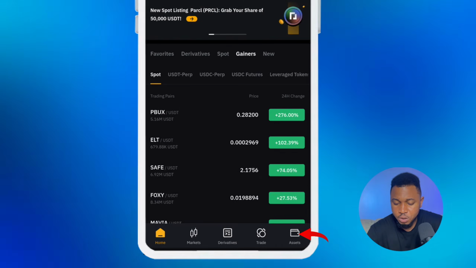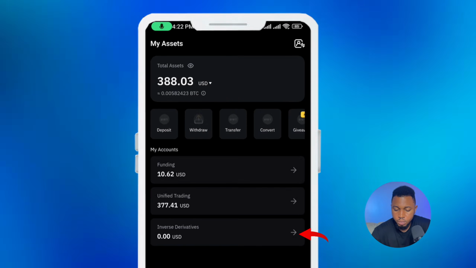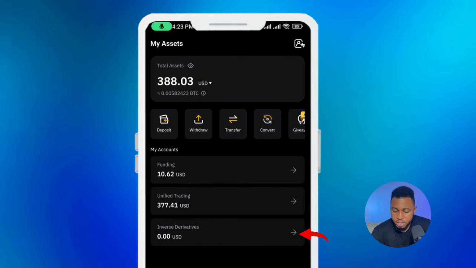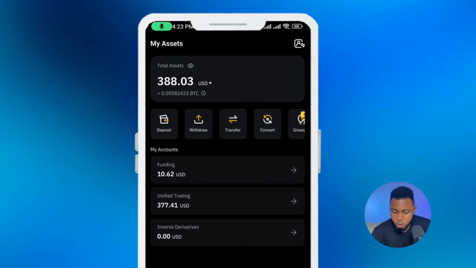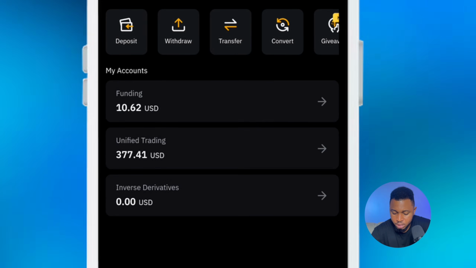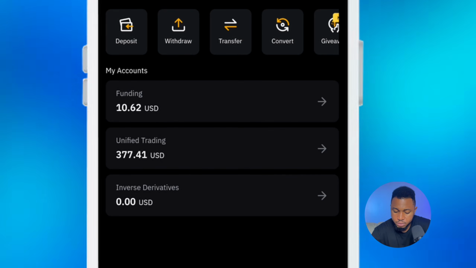Right, so next I'm going to click on asset, and over here you can see I have a total of $388, and it is split this way. Funding I have about $10, and then unified trading I have about $377.